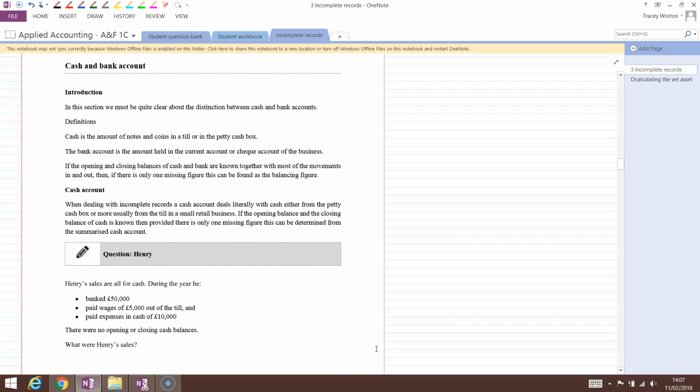So in this follow-on lecture we're going to look at how the T accounts can help us complete missing figures for when we've got incomplete records. So first of all we're going to look at the cash and bank account.